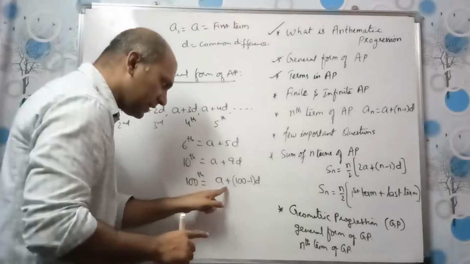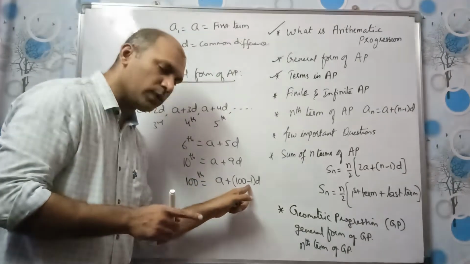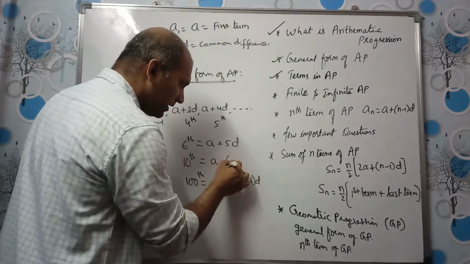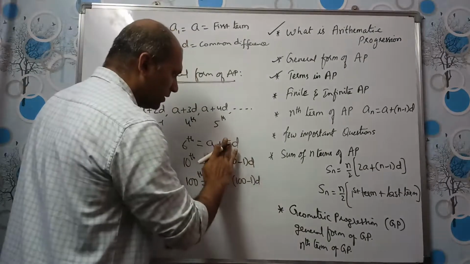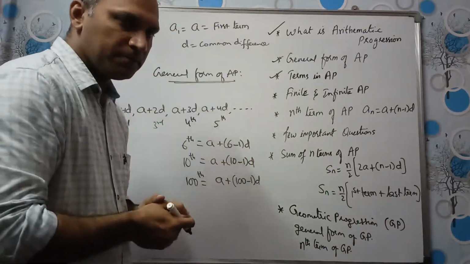100th term is A plus 99D. So we are writing that 99D as (100 minus 1) into D. This one we can write as (10 minus 1) into D. This we can write as (6 minus 1) into D. It is 1 less, right?